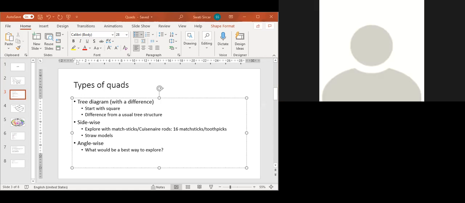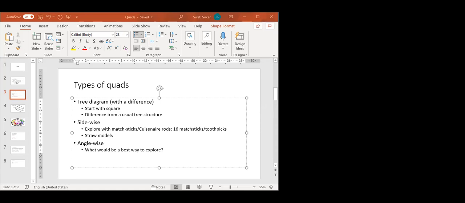And that second model with the straws inserted is one model which can help you show all types of quadrilaterals. When you make these straw models, they really help you explore a lot of things. Because the sides are fixed, you can vary the angles, right? So a lot of exploration possibilities are there.